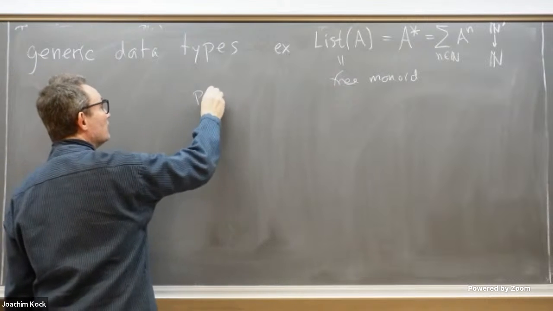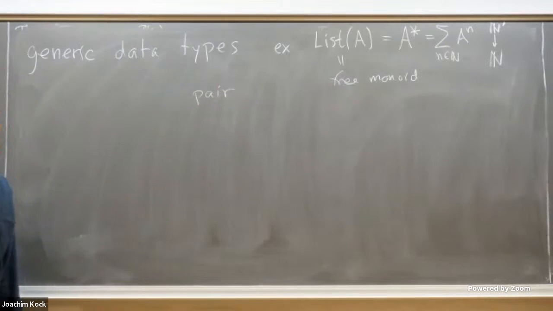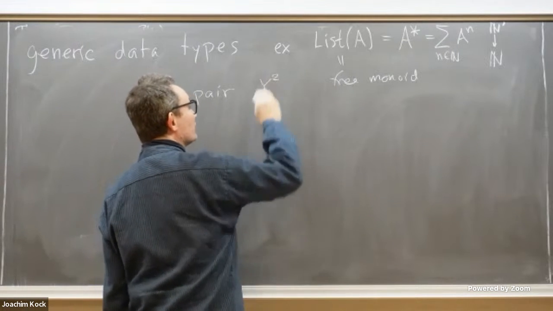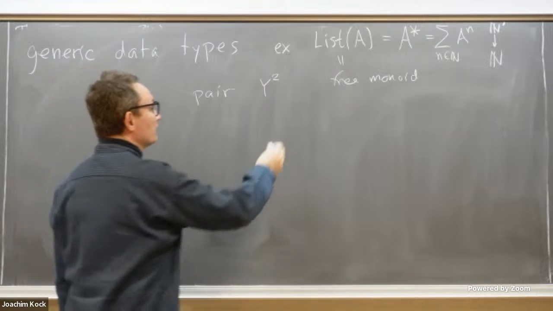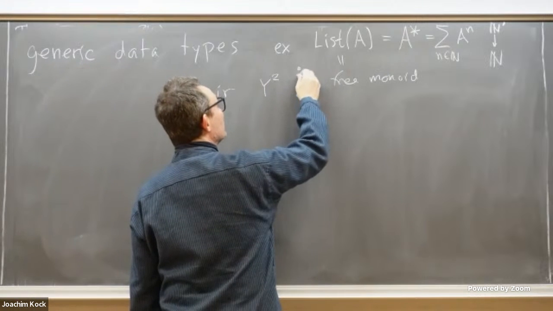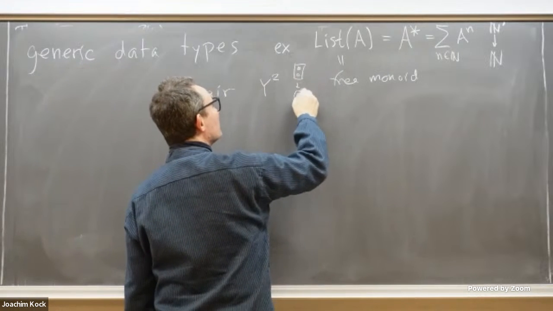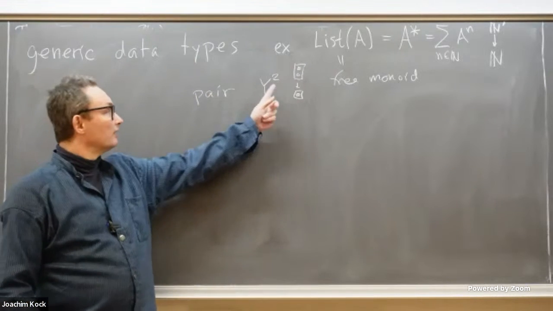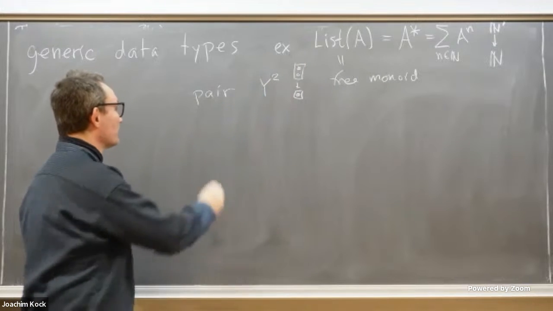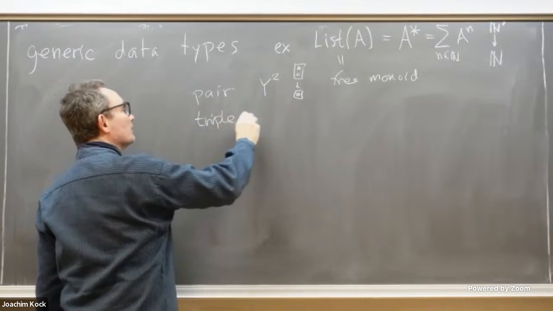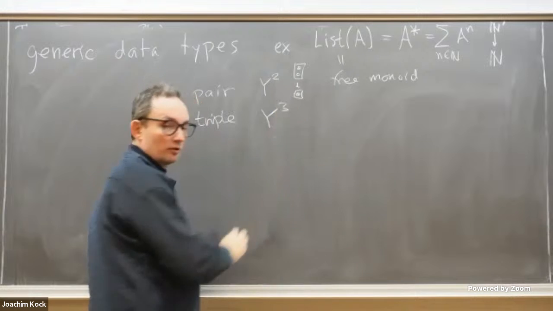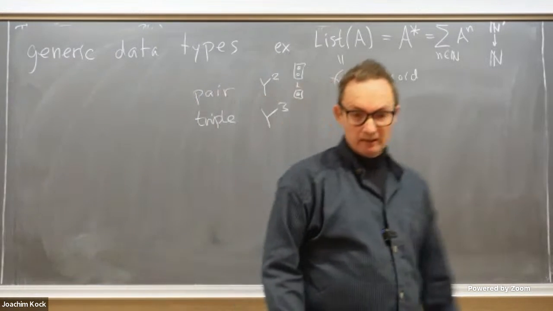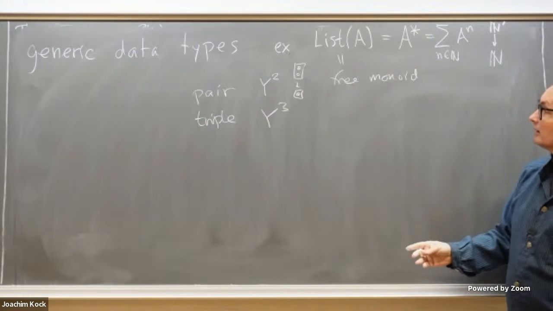For example, the data type pair. Pair would be the polynomial functor y squared. It's represented by a little map like this: a two-element set mapping to a one-element set, so it's just a monomial where the exponent is 2. Triple would be the polynomial functor y cubed, and so on. And now comes the point.